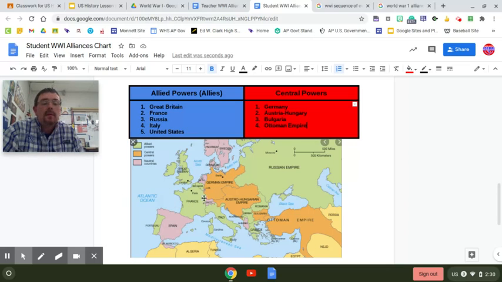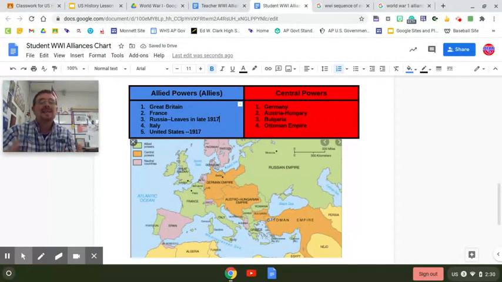So being involved in World War I, the United States does not get involved until 1917. And in fact, Russia, because of a Russian Revolution, leaves in late 1917. They just leave the war because they've got their own problems happening within Russia at that time.